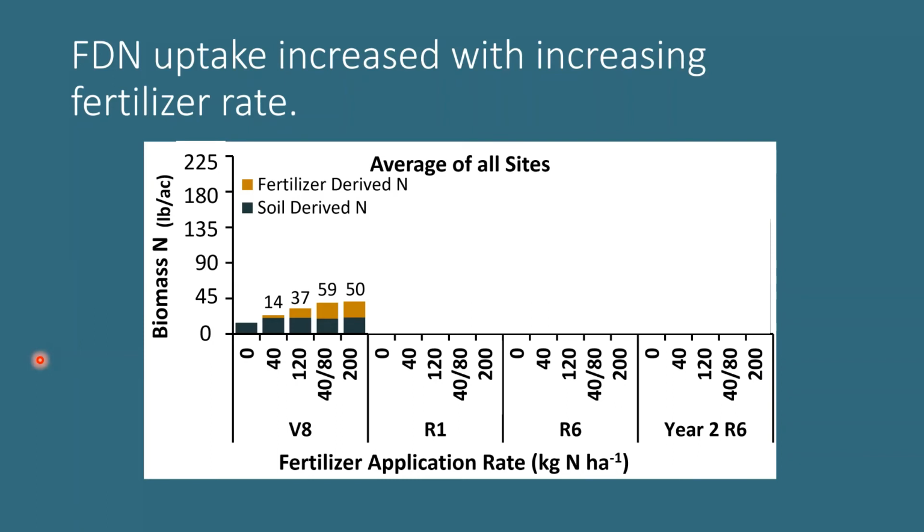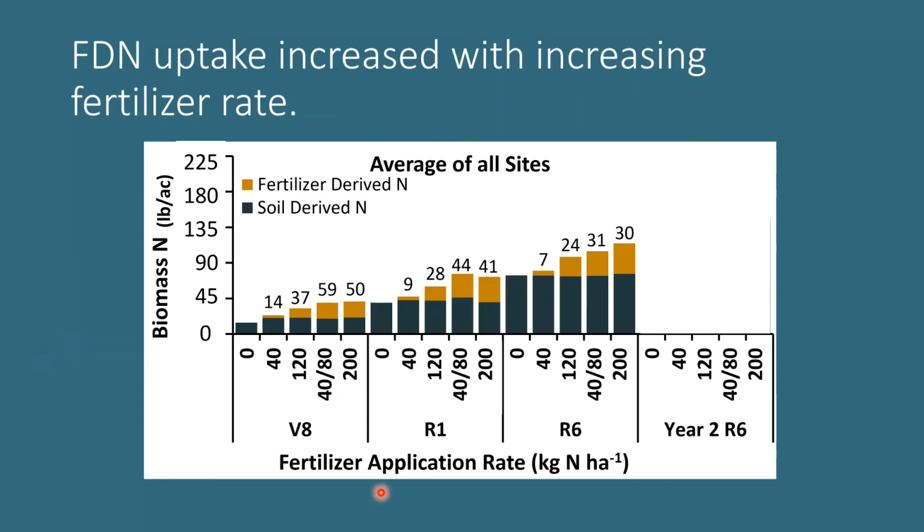And then the percentage, or the value above the bars, represents the percentage of the total nitrogen taken up by the crop that is from the fertilizer. So for example, in this case, for the 200 nitrogen rate treatment, 50% of the total nitrogen uptake is from the fertilizer and 50% is from the soil. So over time, you can see that just like we normally would expect, the amount of nitrogen being taken up by these different treatments is increasing.